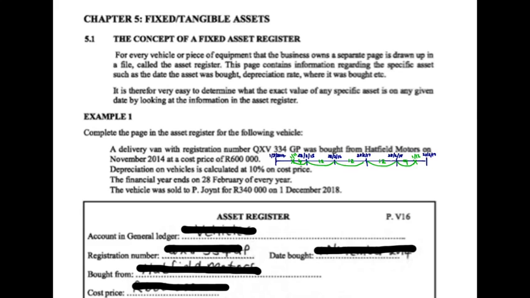Now, for every vehicle or piece of equipment that the business owns, a separate page is drawn up in a file, which we call the asset register. This page contains information regarding the specific asset, such as the date when the asset was bought, depreciation, and where the asset was bought from. It is therefore very easy to determine what the exact value of any specific asset is on any given date by just looking at the information in this file, also called the asset register.